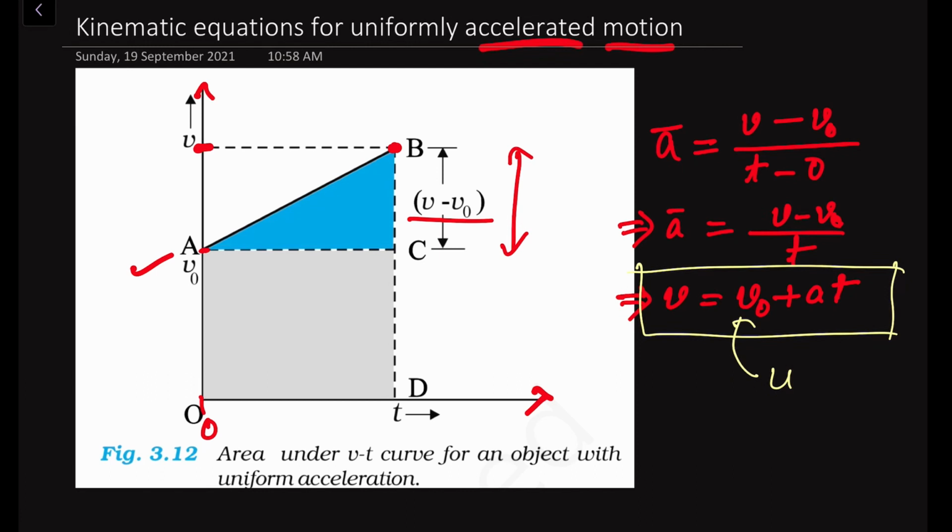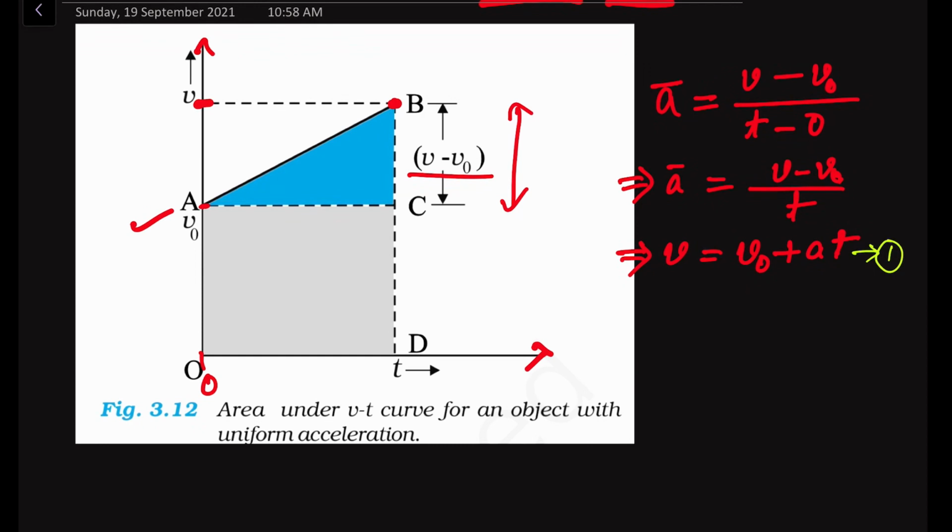Now let us go to the next section of the derivation. We have obtained the first equation. Now let us find the area under this line AB, which is the uniform motion. If we calculate this area, we will have the displacement. So we can find the displacement by calculating the area under this AB line.